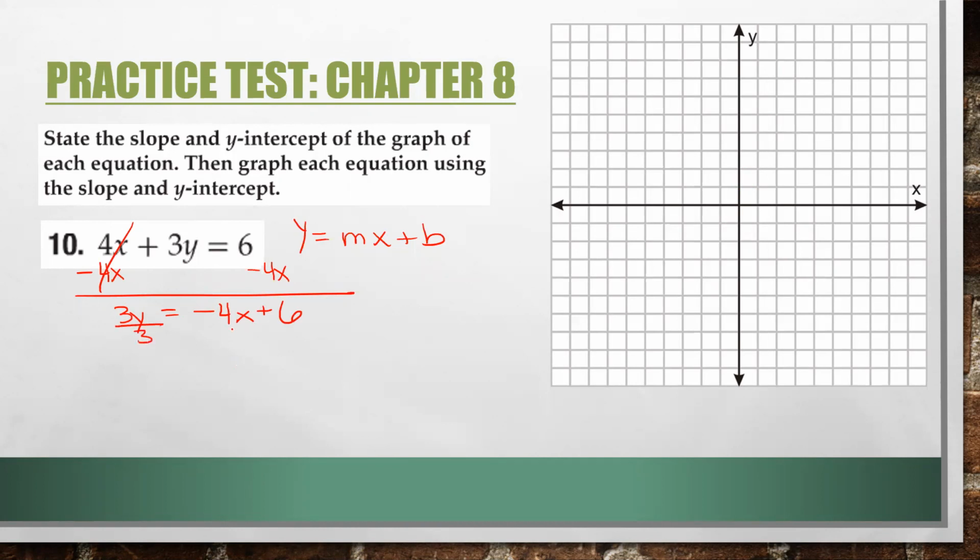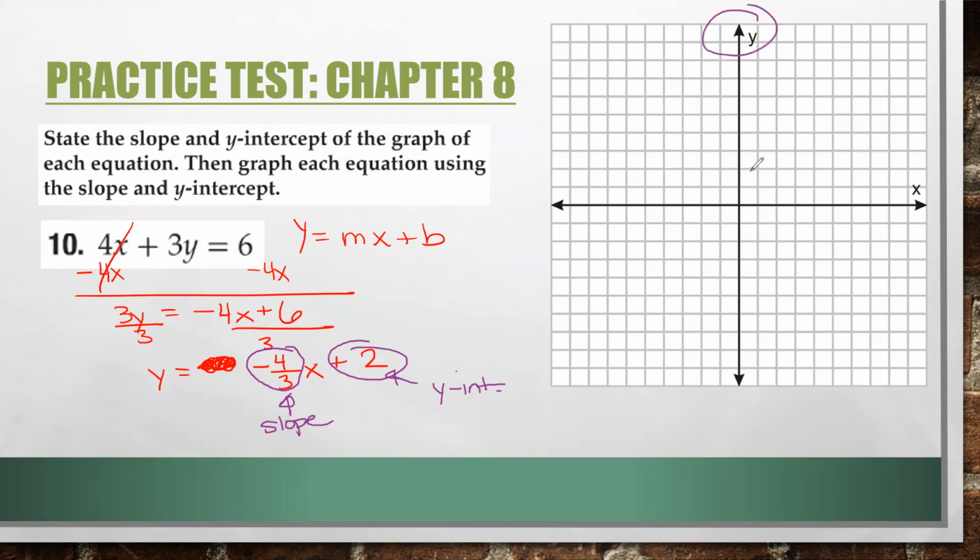And then I would divide both sides by 3. So y equals -4 thirds x plus 6 divided by 3 is 2, okay? So now it's in slope-intercept form, right? So now we have our slope. Here's our slope, -4 thirds. And then our y-intercept is going to be +2.